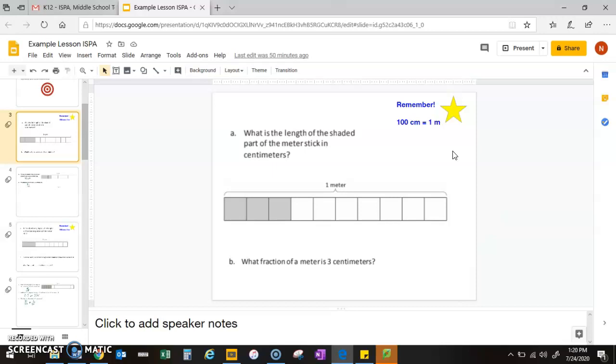For the first question, it says, what is the length of the shaded part of the meter stick in centimeters? So we have a meter. We want to know how many centimeters we have. Well, we have 3 boxes shaded. And we know that this is 3/10 because we've learned about that. Well, today we're taking it a step further because they want to know centimeters. So I want you to take a different color. I would have probably used blue. And I want you to split each box into 10.